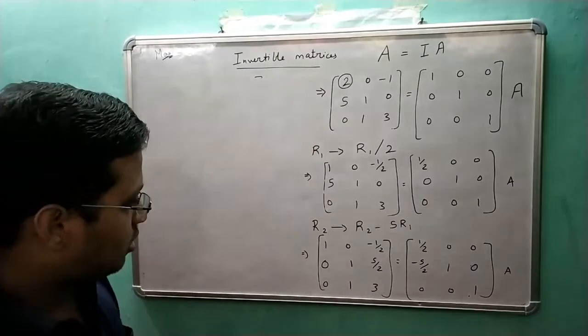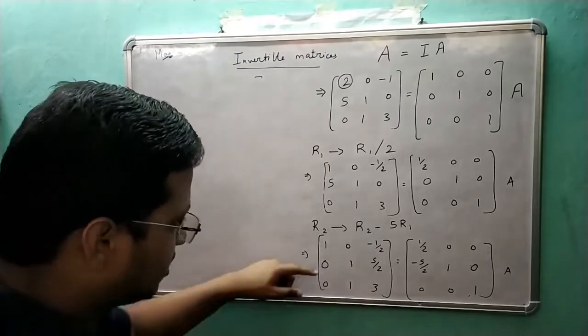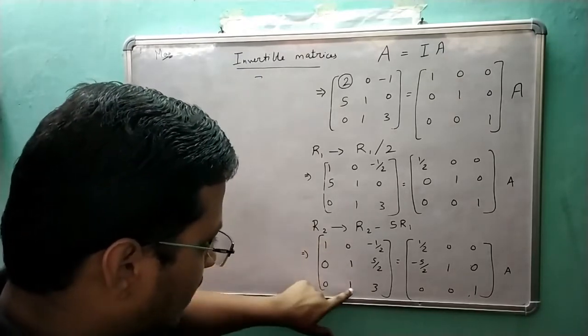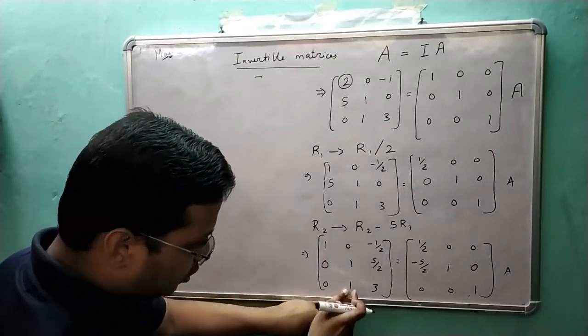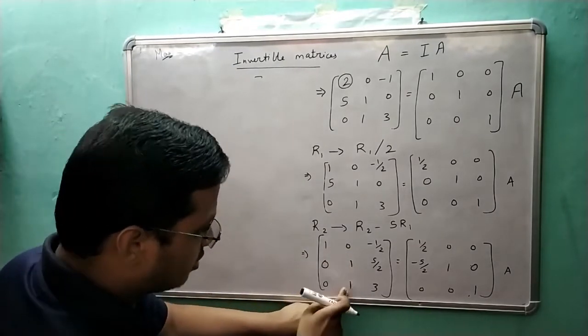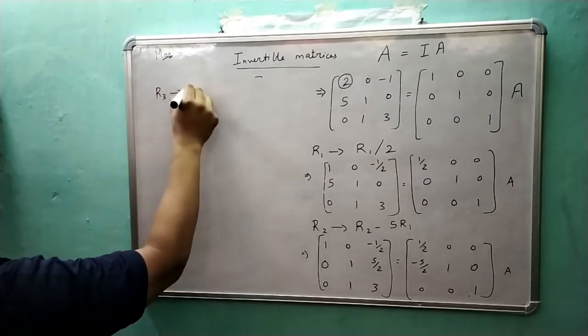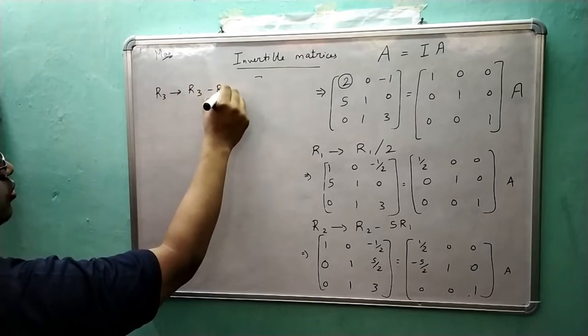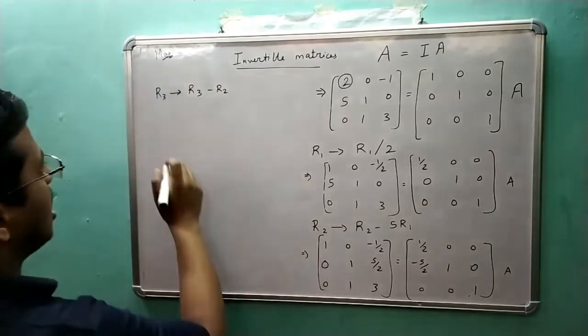So using this one, we have to make the other two 0. As you can see, the first element is already 0. We have to make this one 0. So this is R3. How can we make this 0? If we subtract 1 and 1, this will become 0. So let us change R3 to R3 minus R2. So R3 is changed to R3 minus R2.